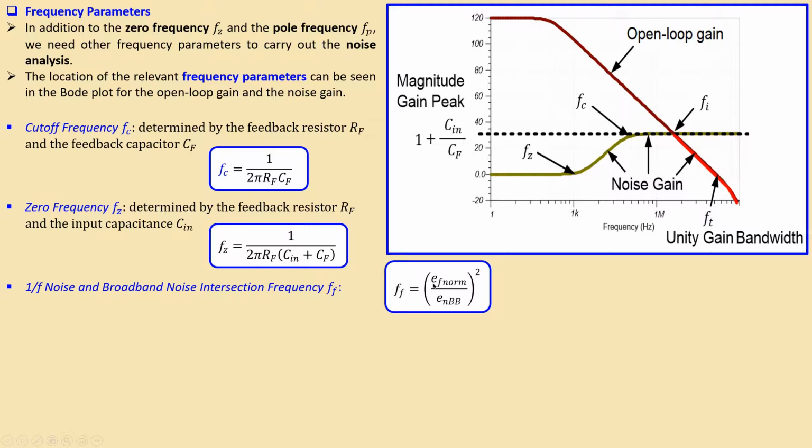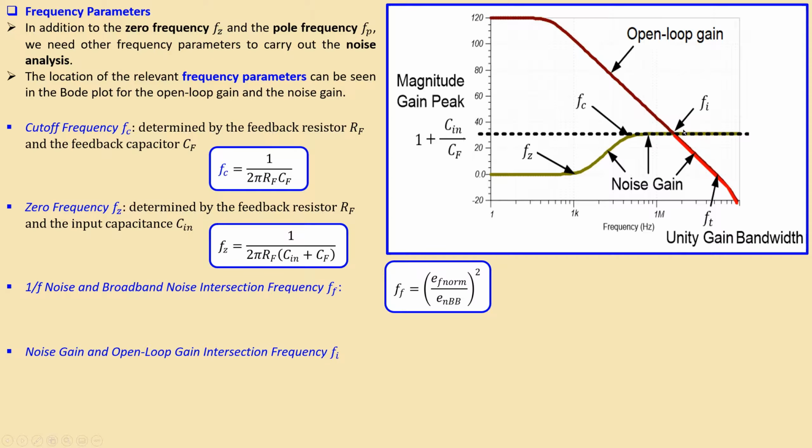So we need the normalized voltage density and also the broadband noise voltage, and you will need to square that. You will then have this value, which is called the intersection frequency for the 1/f noise and the broadband noise voltage. We also have the noise gain and the open loop gain intersection frequency. So this is actually this one. I actually pointed to this one, which is not correct. This is just another frequency.